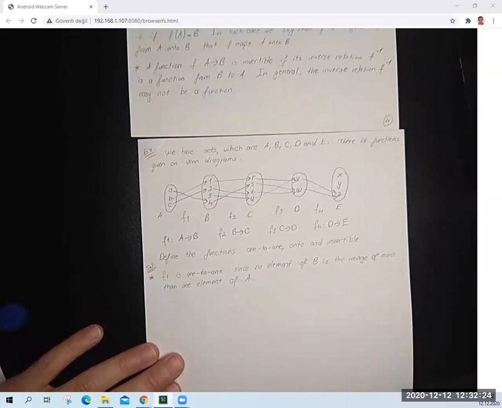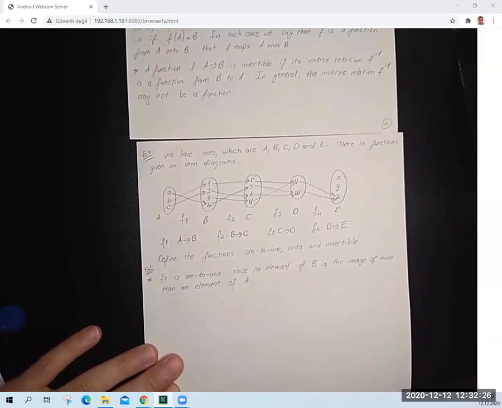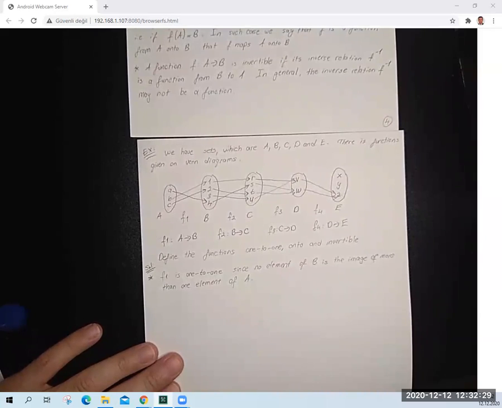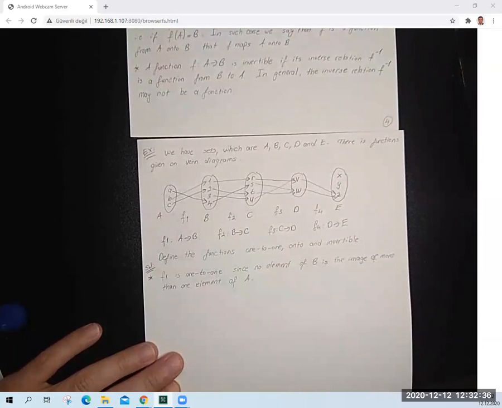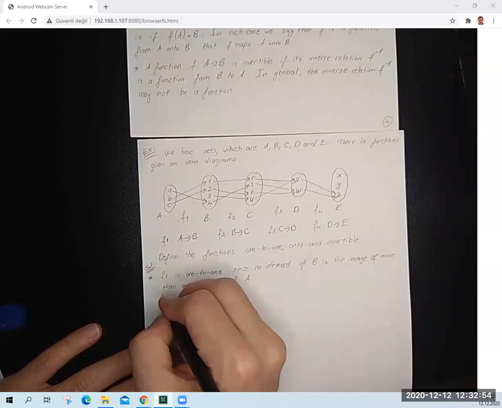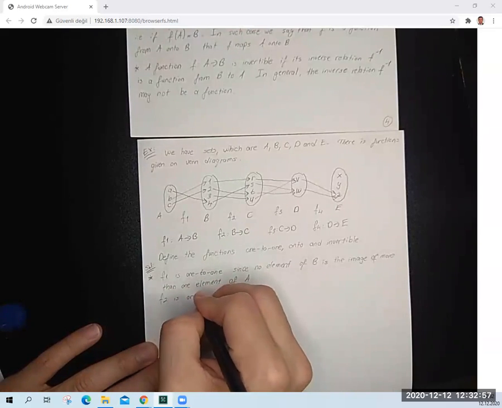Okay, F1 is one-to-one because each element of set A maps to one element in set B, and the next one, F2, is also one-to-one. F2 is one-to-one.